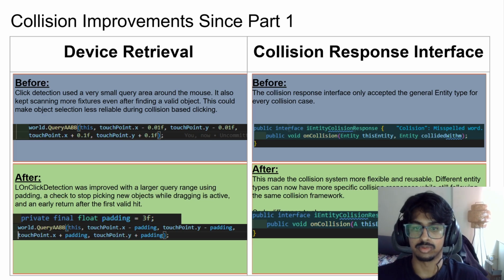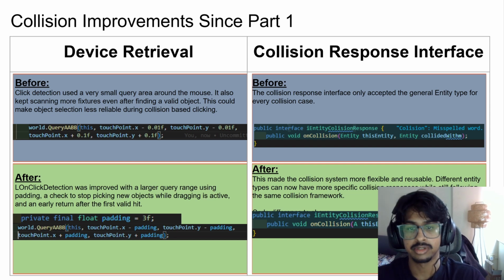The first key improvement was on-click collision detection. In part 1, the mouse query area was very small, so collision-based selection could be inaccurate, especially when trying to click objects precisely. In the completed version, on-click detection was improved by adding a larger padded query area. This makes collision detection around the cursor much more reliable. It also better supports stable object interaction during collision-based selection.